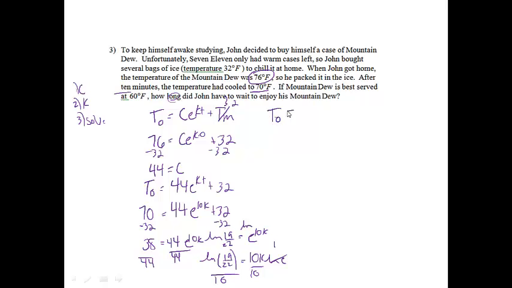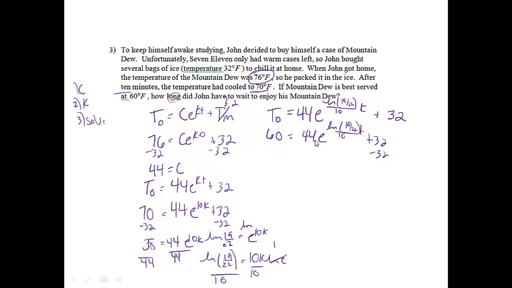So if I rewrite this, I'm going to get T equals 44 e to the power of the natural log of 19 over 22 divided by 10, times t, plus 32. And then it says, how long will John have to wait? The Mountain Dew is best served at 60, so we want to know when the temperature will be 60. So we'll put that in for the temperature of the object.